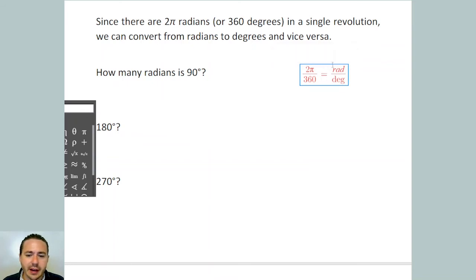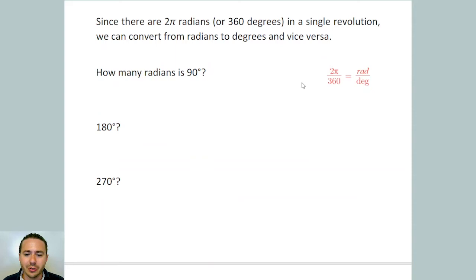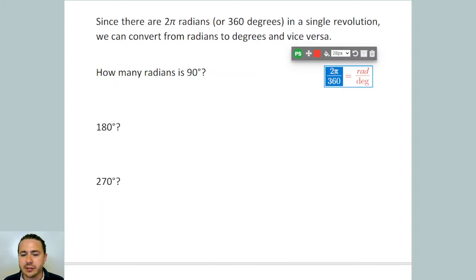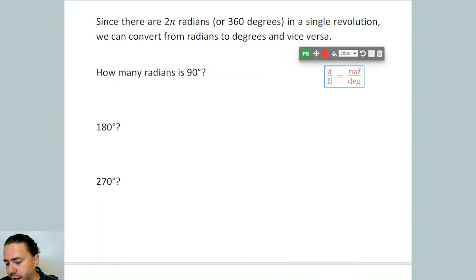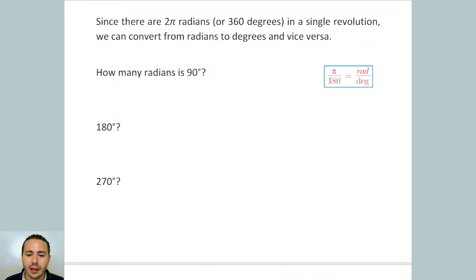So you can always set up a ratio like this and cross multiply and solve, and that's how we're going to do some of these, but there's an easier way to do some of them as well. We'll go through and do some examples. One quick thing here, we can actually reduce this. If 2 pi radians is equivalent to 360 degrees, then pi radians should be equivalent to 180, and we can get a little simpler fraction there. So how many radians is 90 degrees?